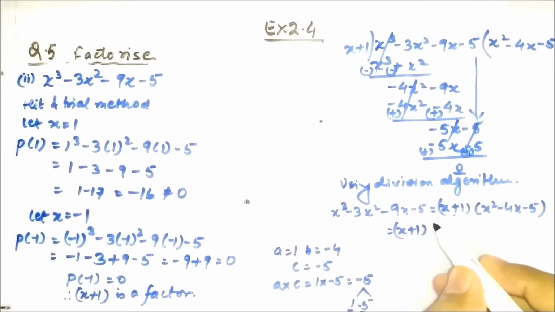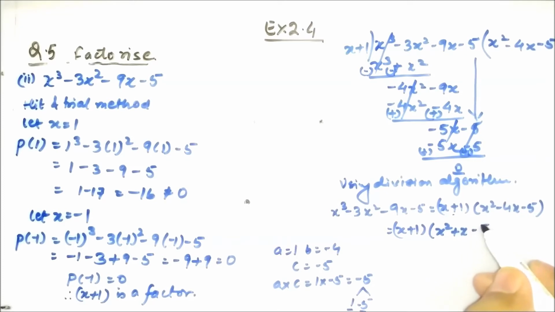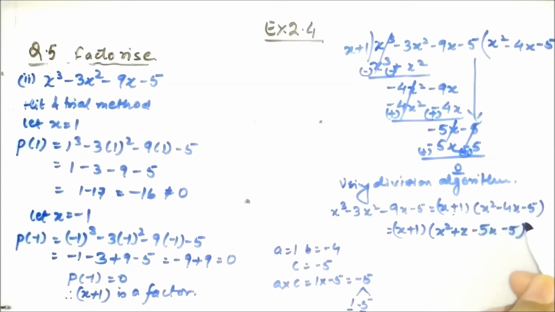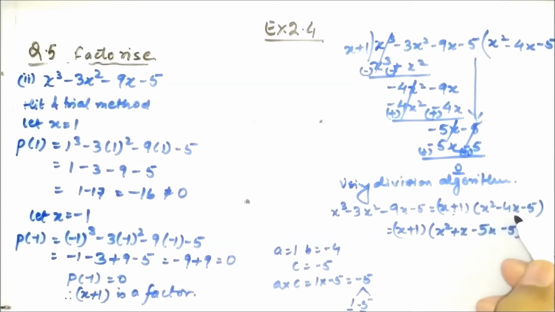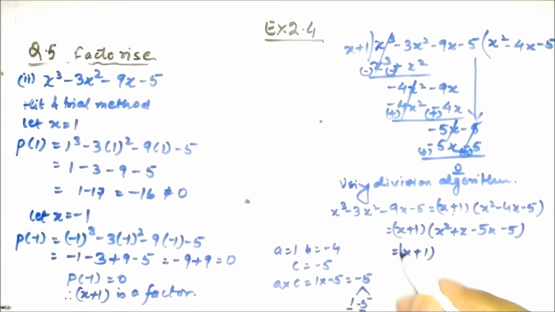Now the factors are this. So we can write x square plus x minus 5x minus 5. We just broke this minus 4x into x and minus 5x. So x and minus 5x will give you minus 4x, and like this we got the factors. So that will be x plus 1.